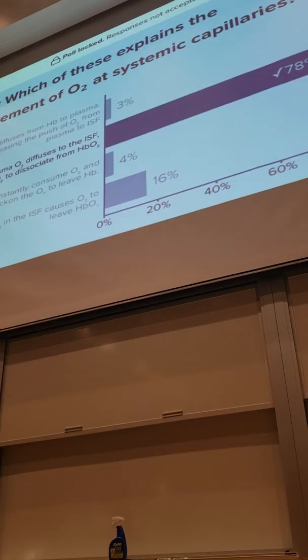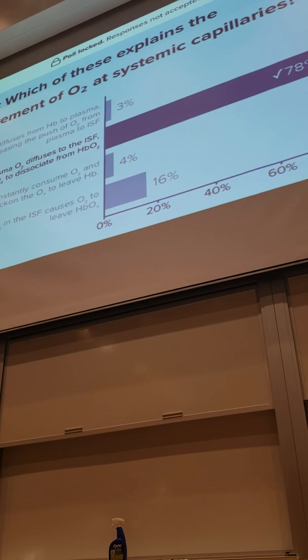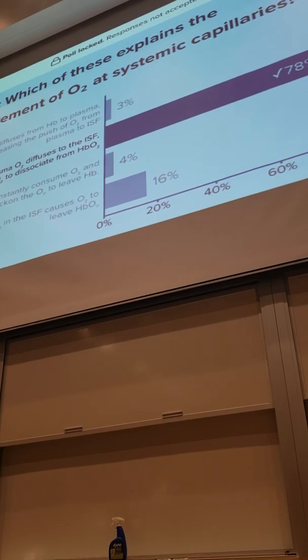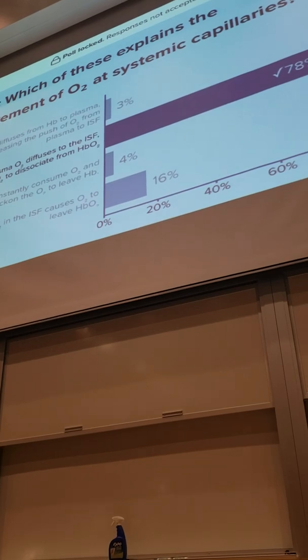Leading O2 to dissociate from oxyhemoglobin. Little check mark says that one's right. There's a substantial number of people that picked the last one. What's missing from this, or why is this not the best answer? Low O2 in the interstitial fluid causes O2 to leave oxyhemoglobin. What's wrong with that? Or what's not great about it?